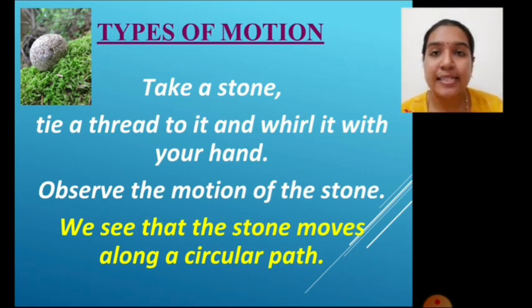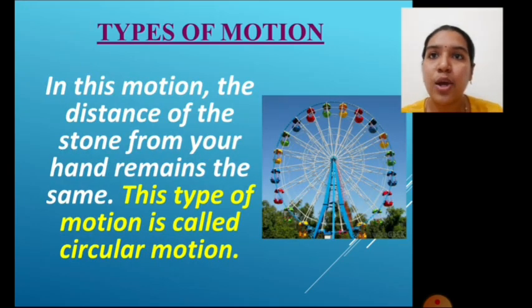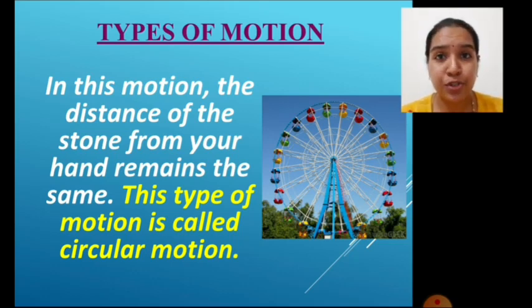And the second type is circular motion. If you do an activity by taking a stone which is tied to a thread and whirl it with your hand, you see the stone moves in a circular path where the distance of the stone from the hand remains the same. That means the distance remains the same, but it shows a movement in a circular path. So this type of motion is called circular motion. For example, a Ferris wheel, an electric fan, etc.